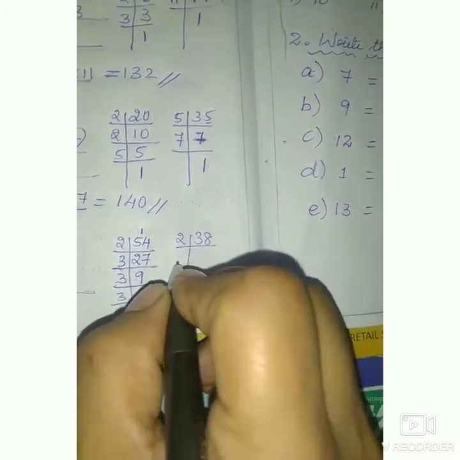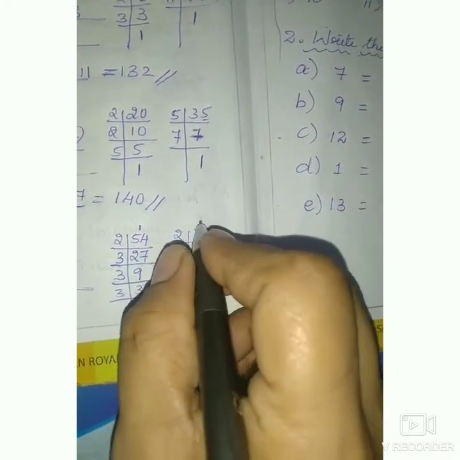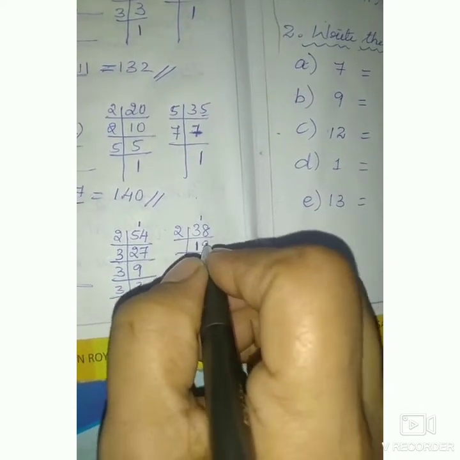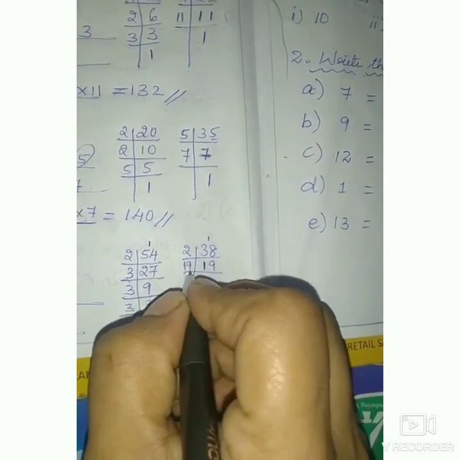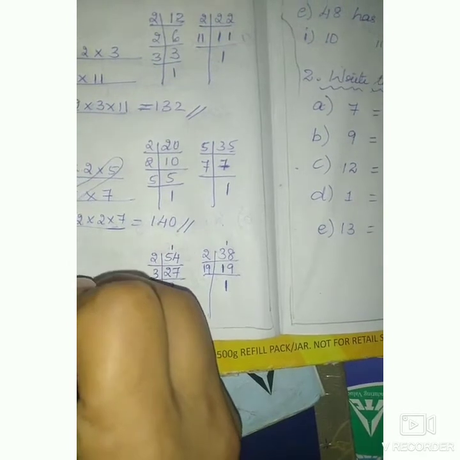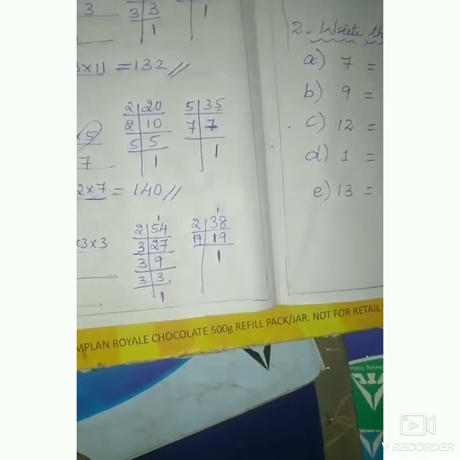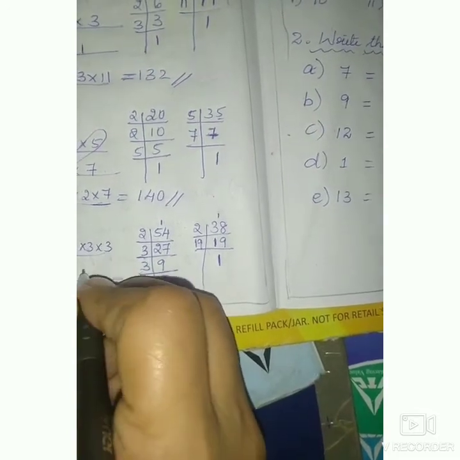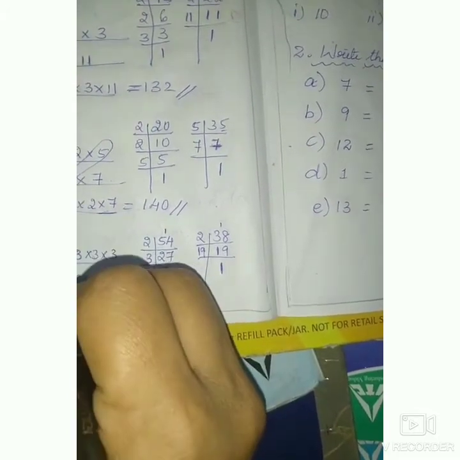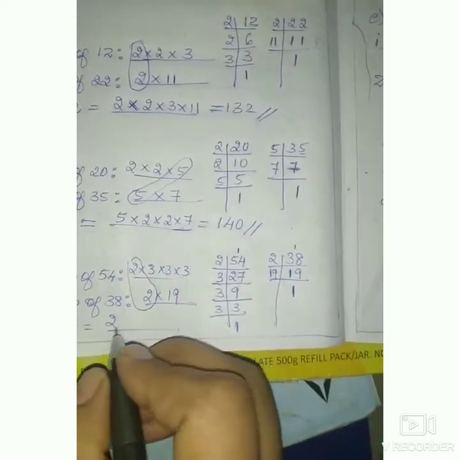Next number is 38. So start with 2. 2 ones are 2. Take 1, remainder 18. 2 nines are 18. 19 is a prime number. So 19 doesn't come in any other table. So 19 ones are 19. So what is the prime factorization of 54? 2 multiplied by 3 multiplied by 3 multiplied by 3. Next, what is the prime factorization of 38? 2 multiplied by 19. Which is common, children? Yes, 2 is common. So write it once.